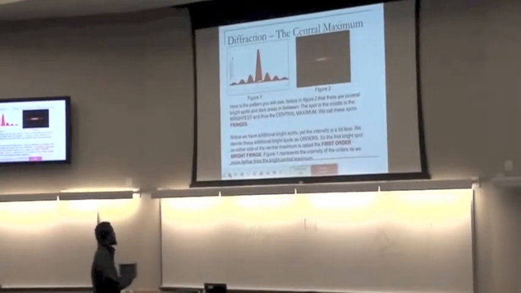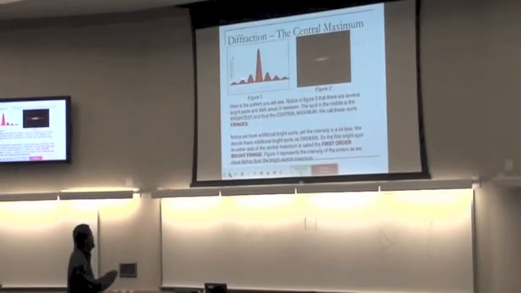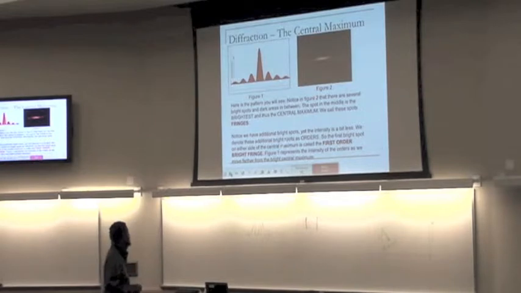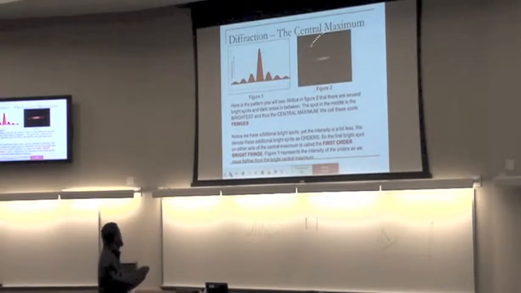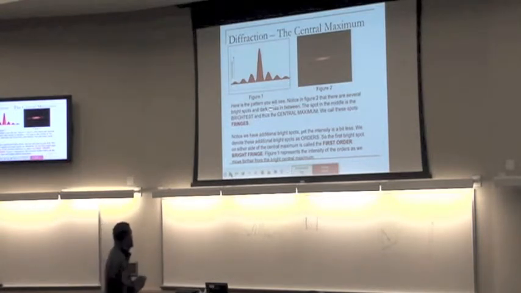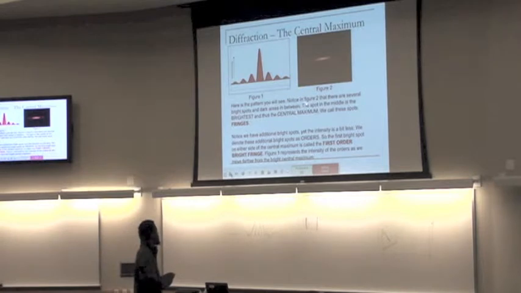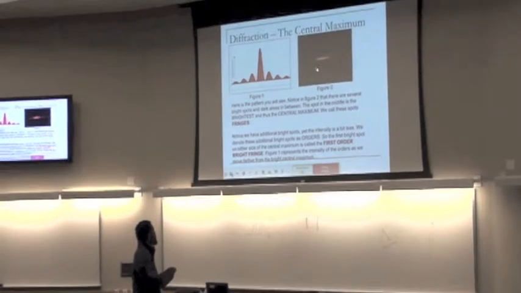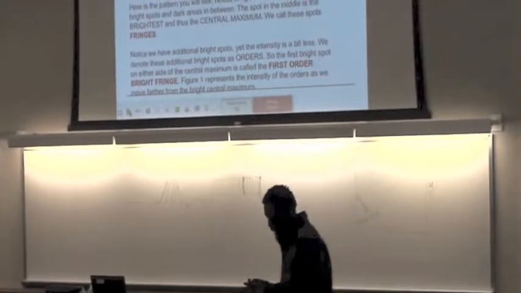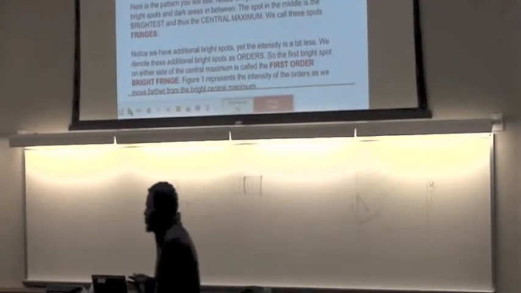Basically, we would see these higher order maxima, which is shown here in this figure. It says here is the pattern you will see. Notice that in figure 2 there are several bright spots and dark areas. So this is a dark area here. This is your central maximum right here. And the dark spot as you do what?